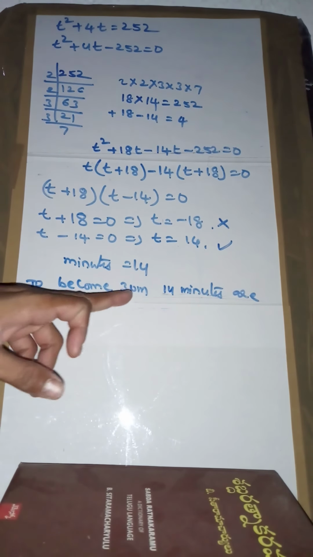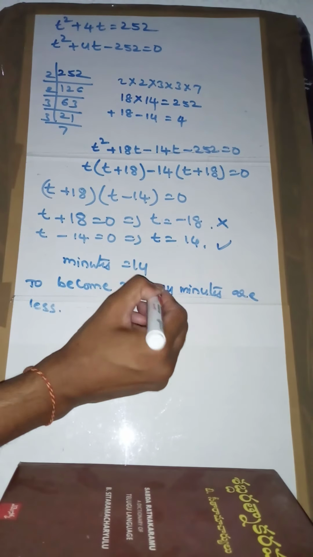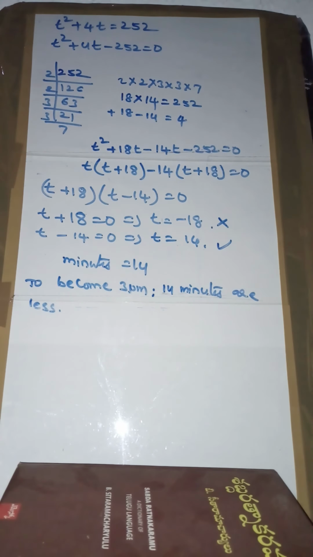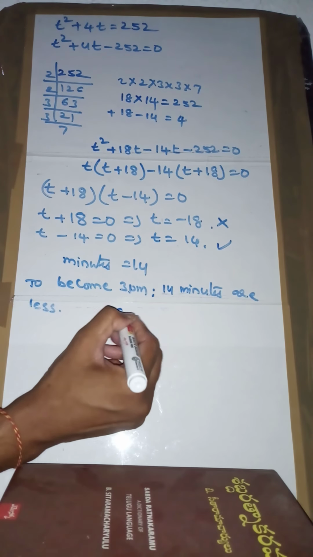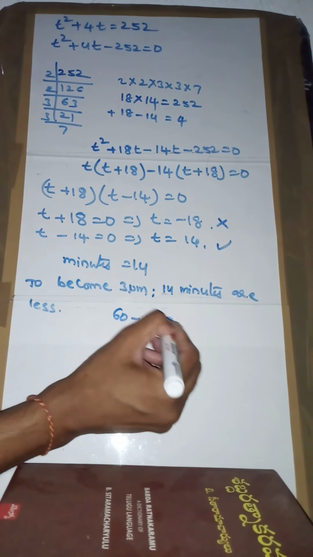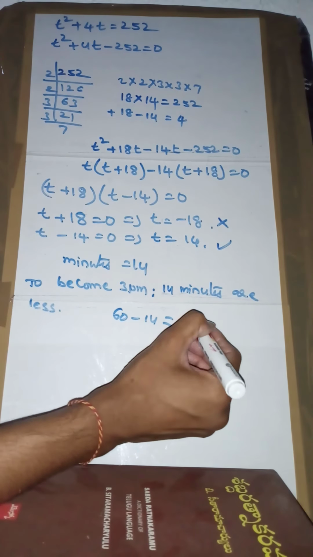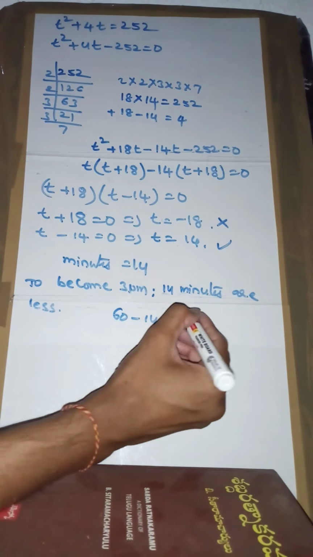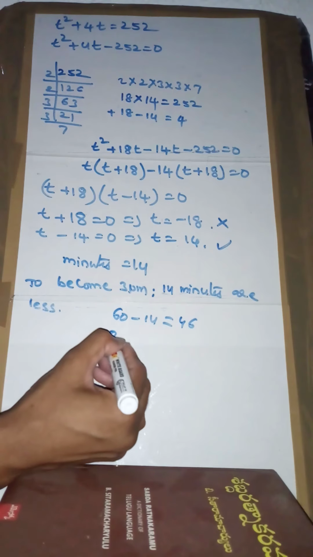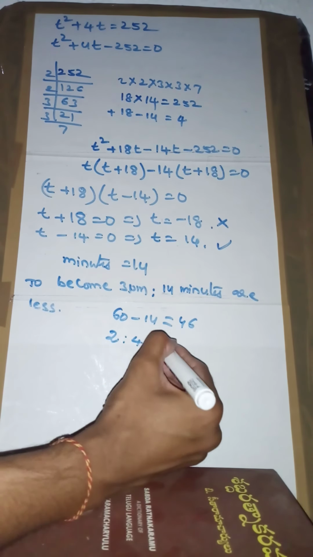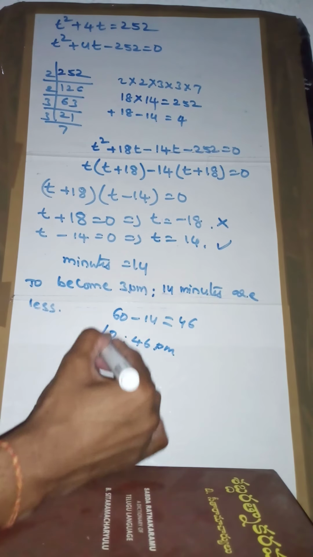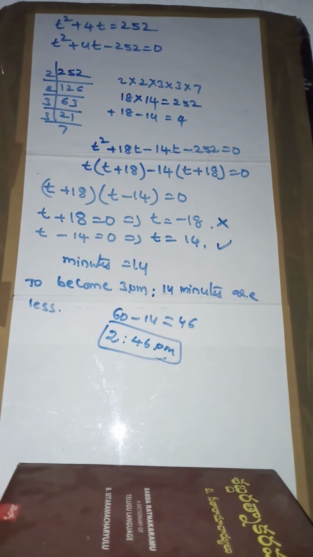So to become 3 p.m., how many minutes are less? 14 minutes are less. Therefore, now see what the time is. So 60 minus 14. Go for the difference. 10 minus 4 is 6. 5 minus 1 is 4. Therefore, the time shown by the clock is equal to 2 hours 46 minutes. The time shown by the clock is 2 hours 46 minutes. That is the thing which we need to understand there.